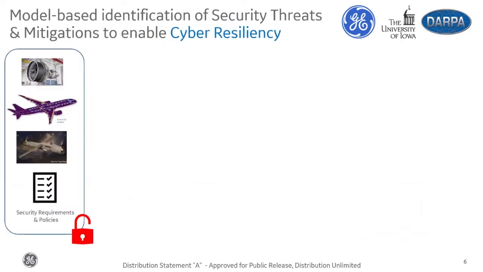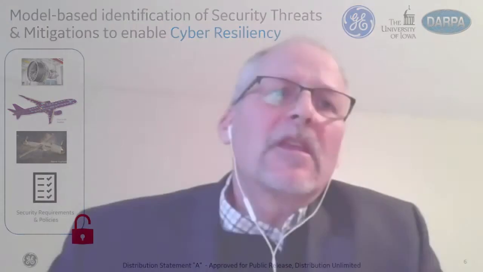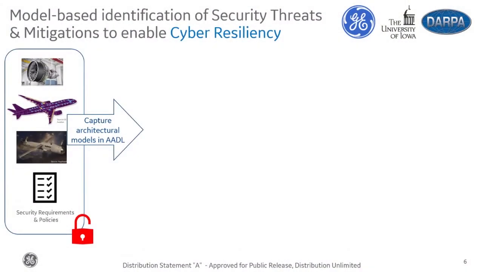So this is a chart I share if I'm reintroducing the tool at a high level to folks. Basically at GE, we're interested in aircraft engines, avionics. On the program, we were working on a weapons system. You start with the architecture and some of the requirements of the system. And then we capture an architecture model in AADL.